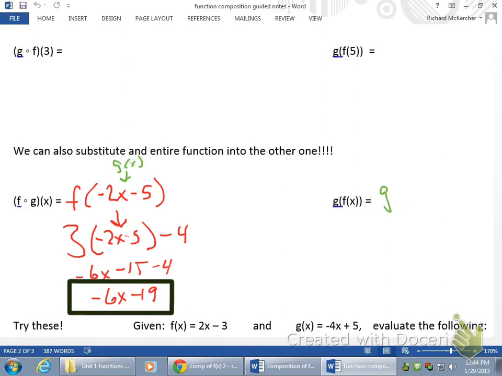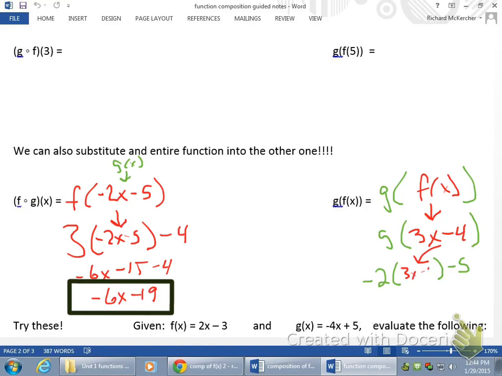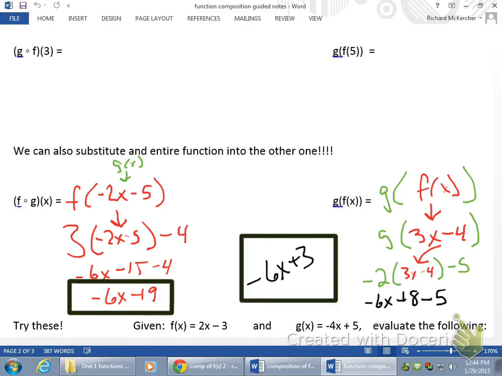Now, some people ask, is f of g the same thing as g of f? So we'll try and find out. So I'm going to take all of f of x, and I'm going to plug it into the function g of x. Alright, and you can see here that actually, in this case, they are not the same, are they? So sometimes f of g of x is the same as g of f of x, sometimes it's not. We'll look at that another day.